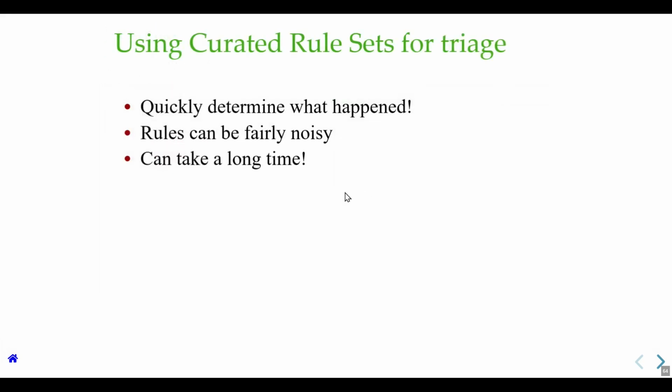Okay, so what advantage is there for pushing the Sigma rules to the endpoint and analyzing them directly on the event logs that already exist? So this is used mostly in Velociraptor, and in many other DFIR tools now, as a way of getting quick, rapid triage going.